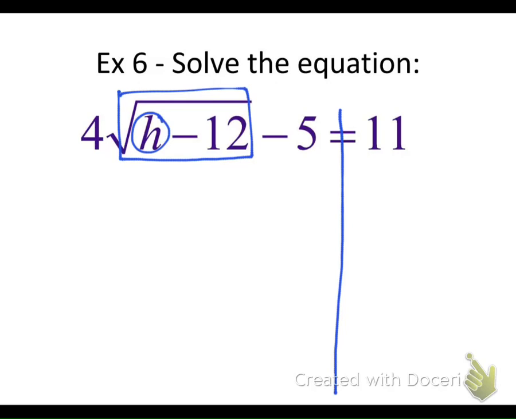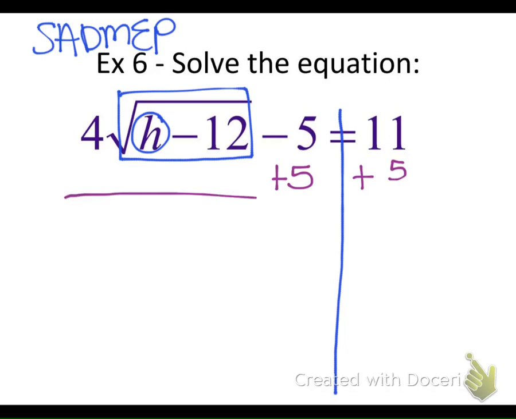I'm going to have to determine what number to get rid of first. Because I'm solving the equation, I'm going to use order of operations backwards. So that's where that SADMEP comes into play. If I'm doing order of operations backwards, which would I get rid of first, the 4 or the minus 5? The 5. Okay, so what's the opposite of minus 5? Plus 5. So now on my left side, I bring down that 4 square root h minus 12. On my right side, what's 11 plus 5?